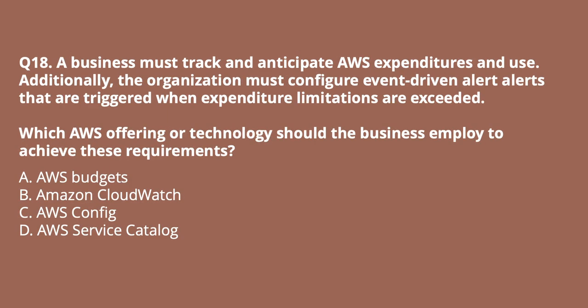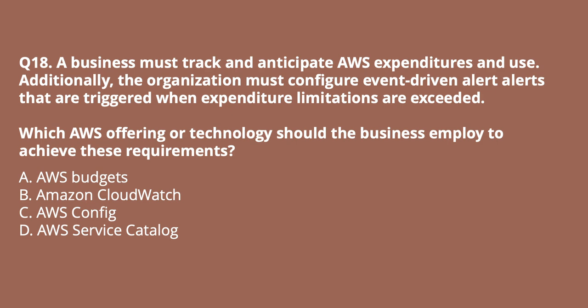Question number 18. A business must track and anticipate AWS expenditure and use. Additionally, the organization must configure event-driven alerts that are triggered when expenditure limitations are exceeded. Which AWS offering or technology should the business employ to achieve these requirements?